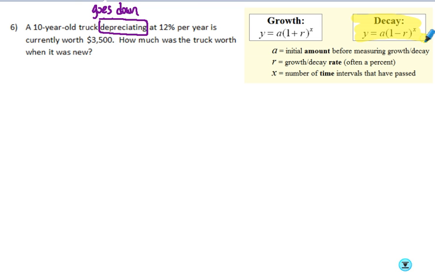Well, let's figure out what our initial amount is here. It says it's currently worth $3,500. So that's going to be our A. Our initial amount is where it is right now, at $3,500, and we want to know how it's changing. Well, it's decreasing by 12%. So there's our R. And again, it's decreasing, so it's not going to be growth. It's going to be decay.